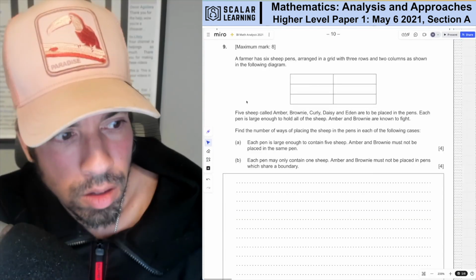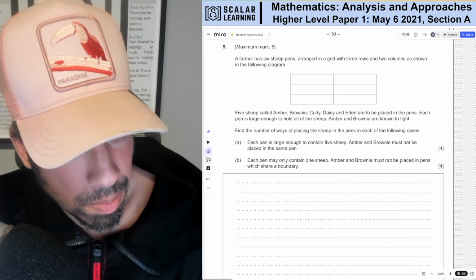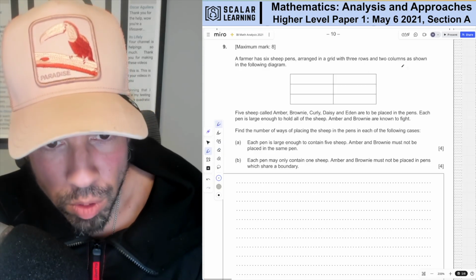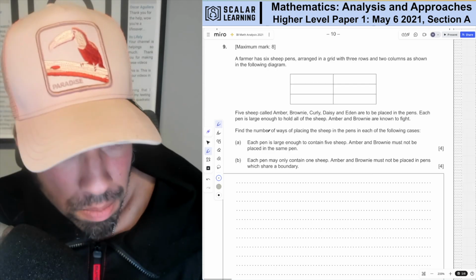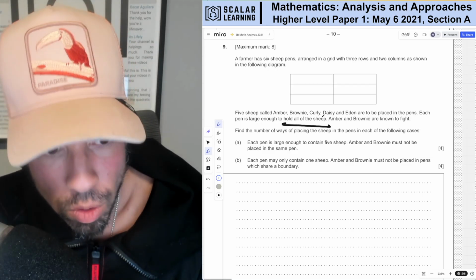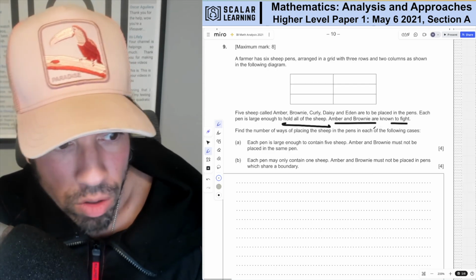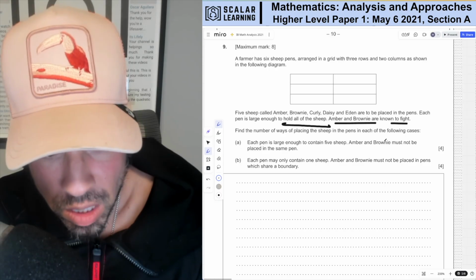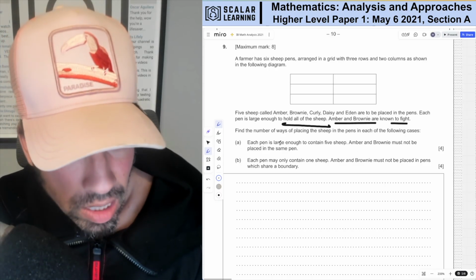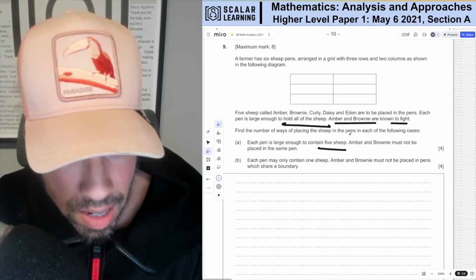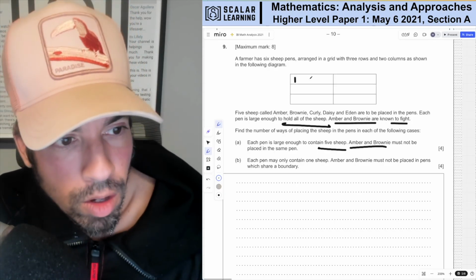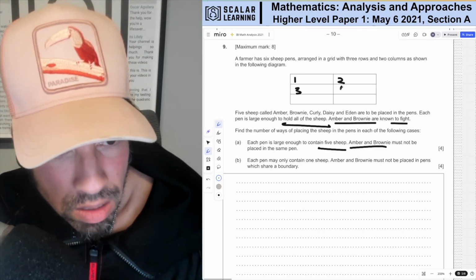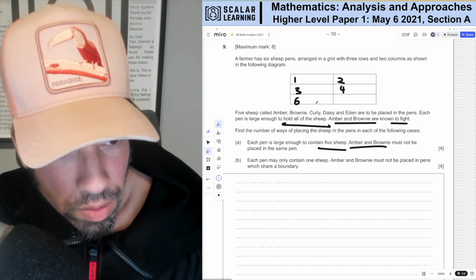Done. A farmer has 6 sheep pens arranged in a grid with 3 rows and 2 columns in the following diagram. 5 sheep are to be placed in the pens, and each pen is large enough to hold all the sheep. Amber and Brownie are known to fight. So find the number of ways of placing the sheep in the pens in the following cases. Each pen is large enough to contain all 5 sheep, but Amber and Brownie must not be placed in the same pen. Okay, so if we think about all these different pens, numbered 1, 2, 3, 4, 5, and 6.